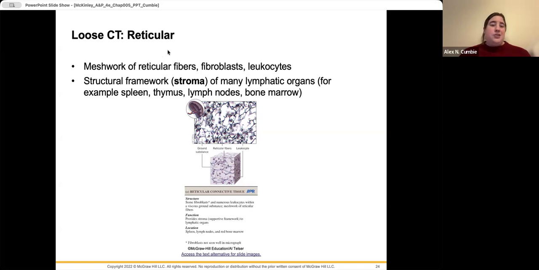You find reticular tissue a lot in the lymphatic system, which is part of your immune system. So you find this tissue housing white blood cells in the spleen, thymus, the lymph nodes, and even as part of your bone marrow.